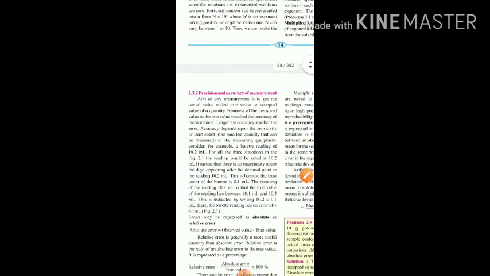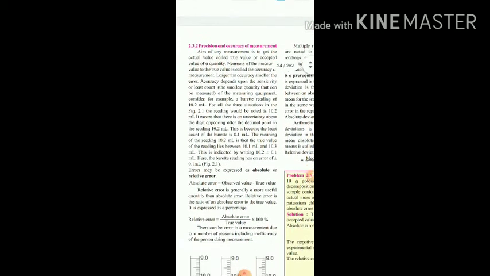So least count is nothing but the smallest quantity that can be measured by that particular instrument. It means that with the help of that instrument we cannot measure a quantity which is less than the least count. So this is what the least count is, and accuracy depends completely on the least count of the measuring instrument. Here I'm giving one example.